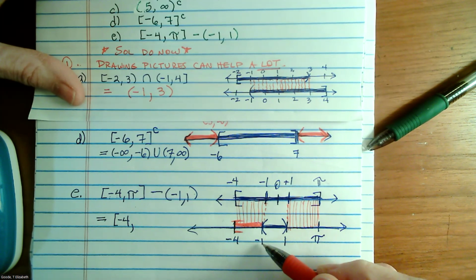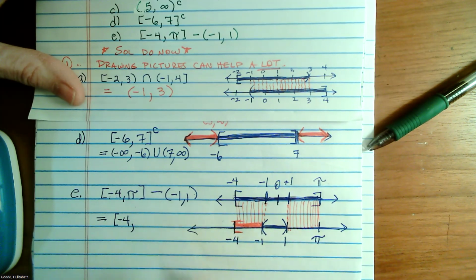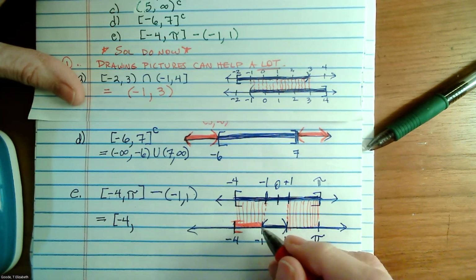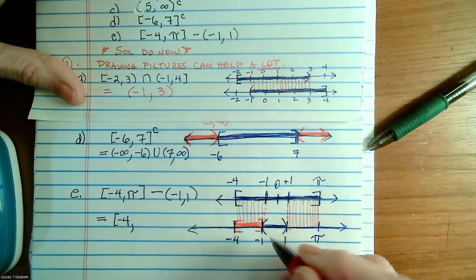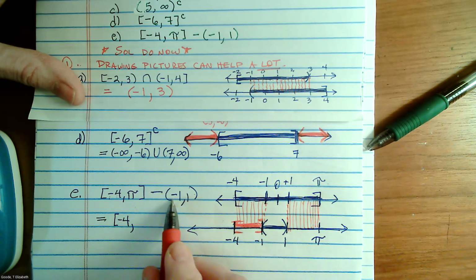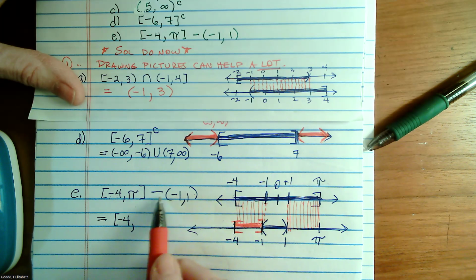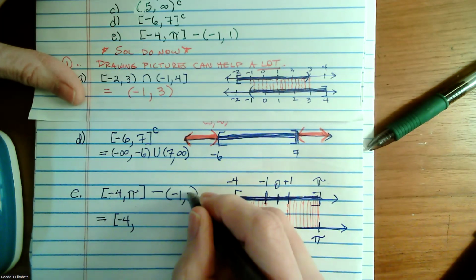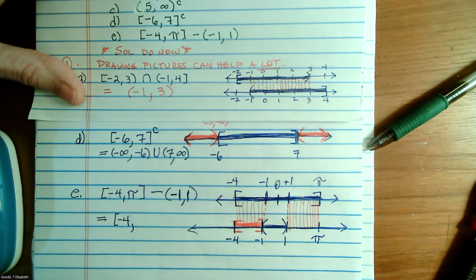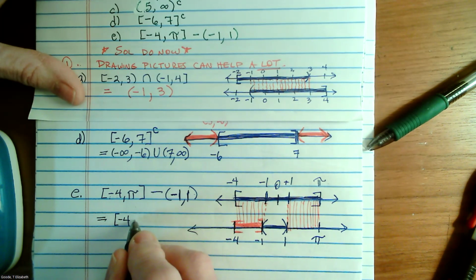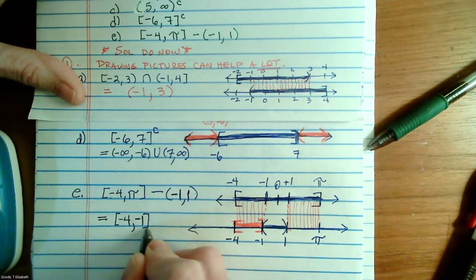Now, should the negative 1 be in this set difference or not? Should we include the negative 1 in the answer? Yeah. Why? Because with the set negative 4 to pi, negative 1 to 1 is being subtracted, but negative 1 and 1 aren't included. That's right. Negative 1 and 1 are not parts of this set that we're subtracting. So we're not going to subtract away negative 1. And for the same reason, we're not going to subtract away 1 either. So it goes from negative 4 to negative 1, square bracket on both sides.